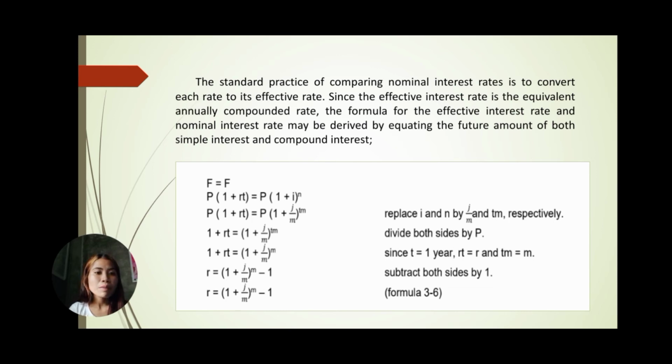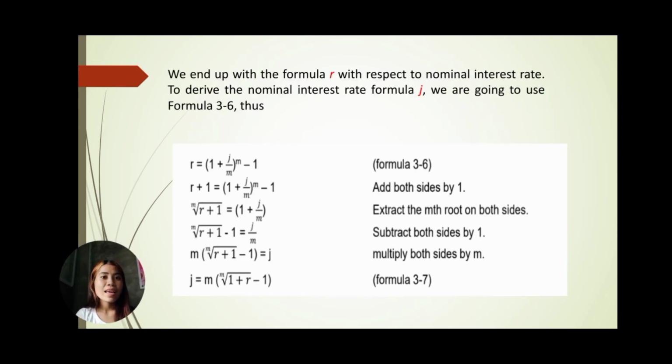Therefore, we come up with the formula of the effective rate as equal to the quantity of 1 plus j over m, raised to the power of m, minus 1. Hence, we end up with the formula for r, the effective rate formula with respect to the nominal interest rate. Then to derive the nominal interest rate, denoted as j, we are going to use the formula for the effective rate. So again, the formula for finding the effective rate is r equals the quantity of 1 plus j divided by m, raised to the power of m, minus 1.